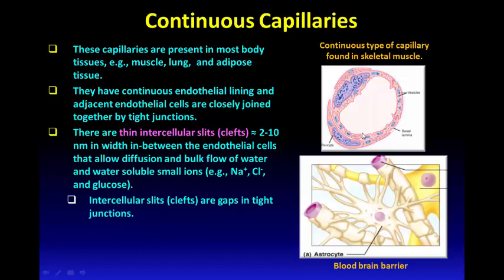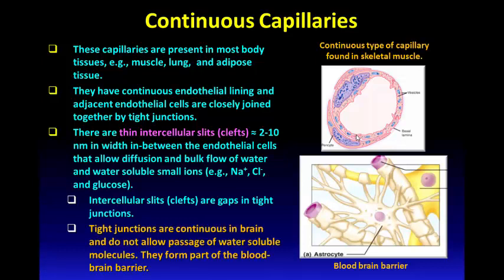The intercellular clefts, or the intercellular slits, are gaps in the tight junctions which join the adjacent endothelial cells together. The tight junctions are continuous in the capillaries of the brain, and they do not allow the passage of water-soluble molecules, and they form part of the blood-brain barrier.